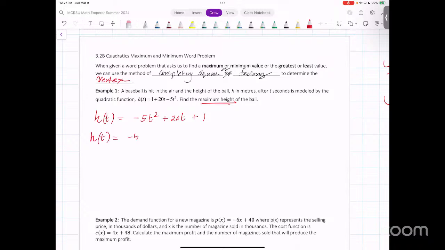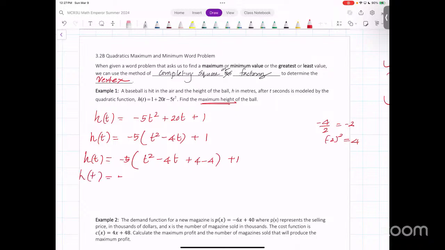So we're going to complete the square for this. -5 is a common factor: t squared minus 4t plus 1. h of t equals -5 times (t squared minus 4t). Minus 4 divided by 2 is -2, and -2 squared is 4. -5 times -4 is positive 20, plus 1. So h of t equals -5 times (t minus 2) squared plus 21.